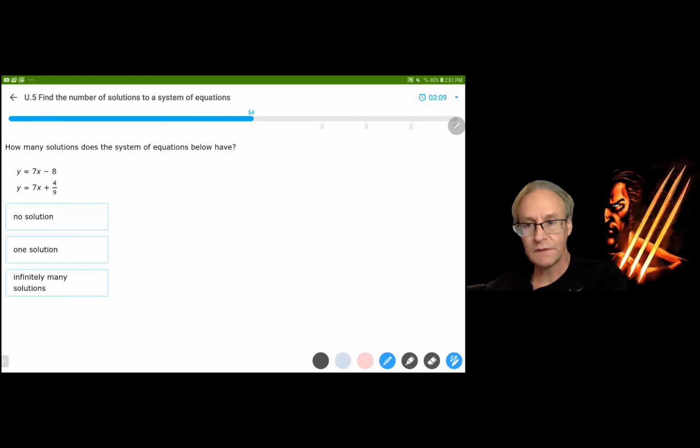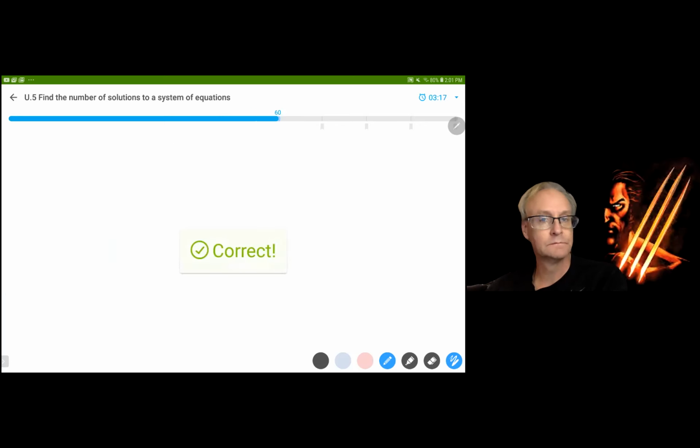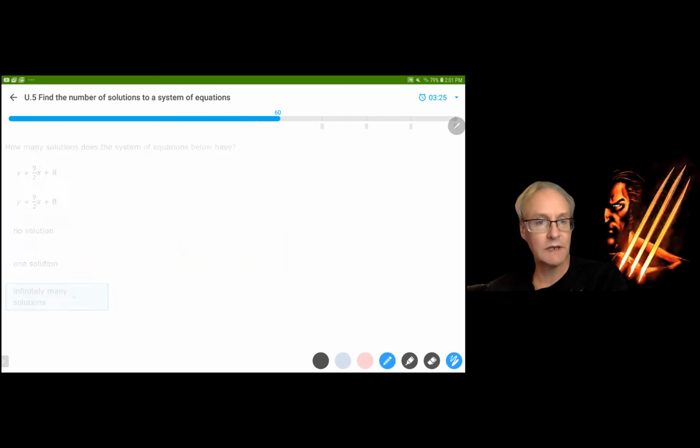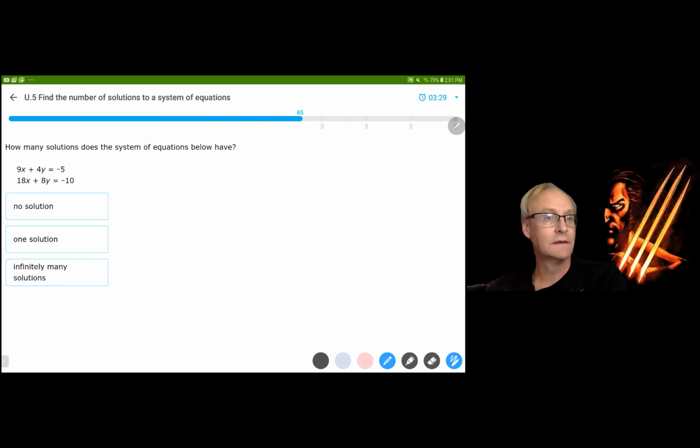This one has the same slope with different intercepts. So which one is it? They're parallel. They have no solution. Well, they have solutions. It's just that they don't have any solutions in common. Same equation. That means we have infinitely many solutions. This one's going to go pretty quick, I suspect.